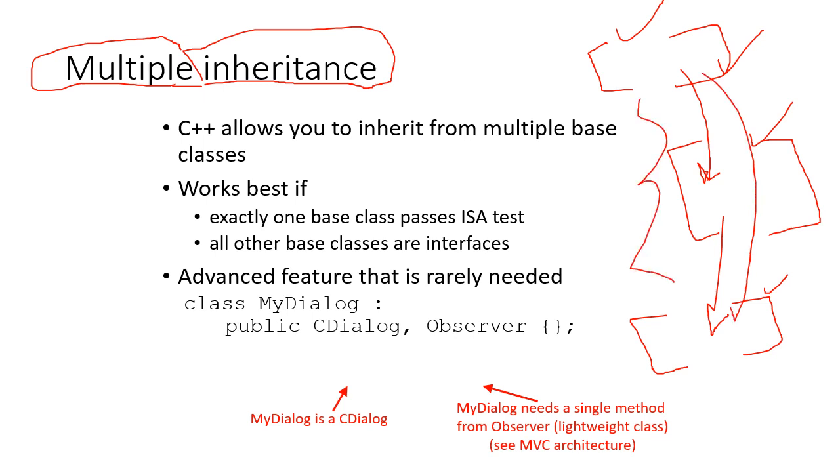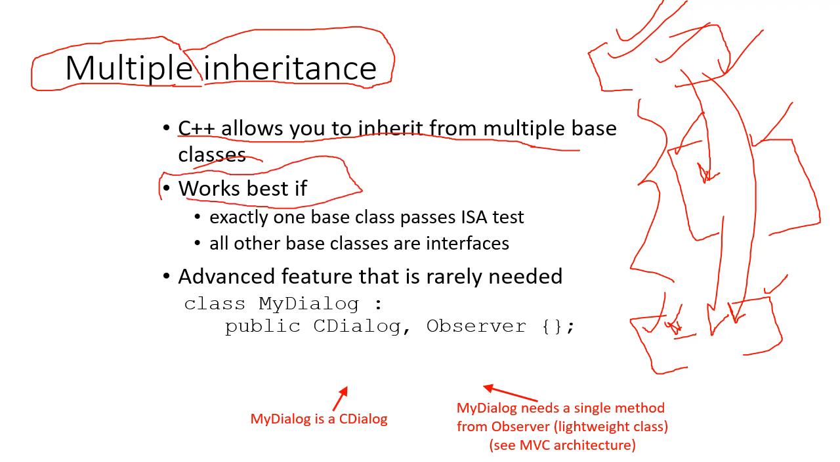This can also access its information directly if you mention that it is a derived class of this class also. Now we are going to read that C++ allows you to inherit from multiple base classes. That is what I was trying to say: this is a base class for this derived class, and this is also a base class for this derived class. It works best when exactly one base class passes the ISA test. What is ISA? ISA is nothing but instruction.